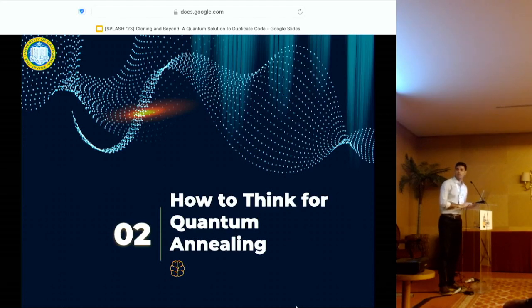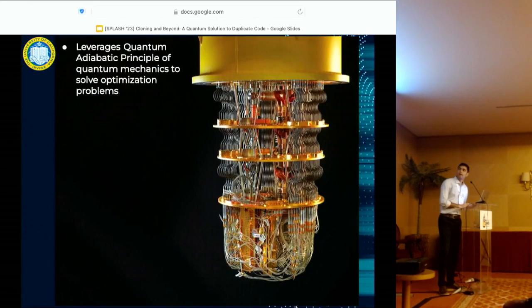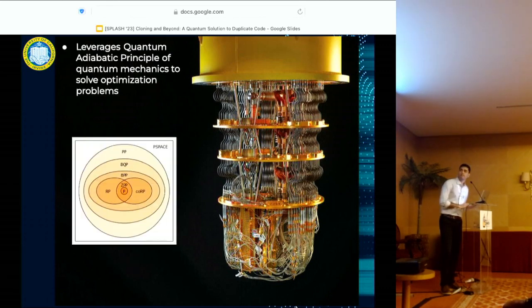So, how to think for quantum annealing? It leverages the quantum adiabatic principle. The physics needs to be abstracted away for us computer science folk, but I'm going to dive a little bit into it just to give an intuition of how these problems can be approached. So, optimization problems can be NP hard or NP intermediate, and there are not a lot of classical algorithms to solve them in a reasonable amount of time efficiently. Also, that is arguable because on a case-by-case basis, there have been classical algorithms that have been successful.